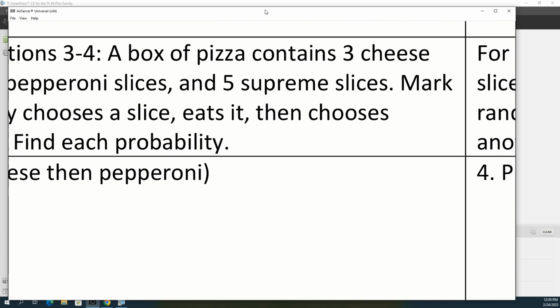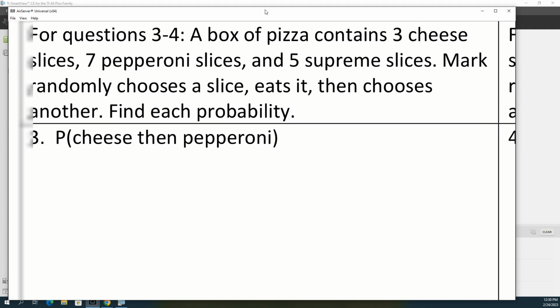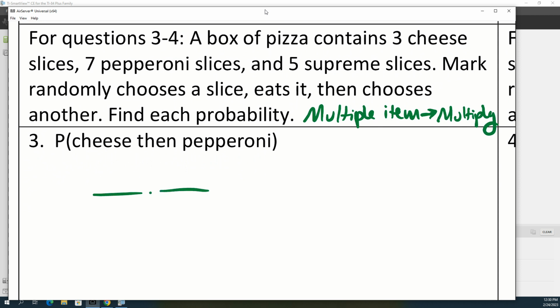Okay, now we have the pizza box, same pizza box from the review yesterday. The questions are different though. So we have 3 cheese, 7 pepperoni, 5 supreme. Mark is going to choose a slice, eat it, and then choose another slice. How many slices is he choosing? 2, which is multiple items. What do you do with multiple items? Multiply. So we're definitely multiplying some probabilities here. So either do it in your head or type in your calculator what you think you would do.